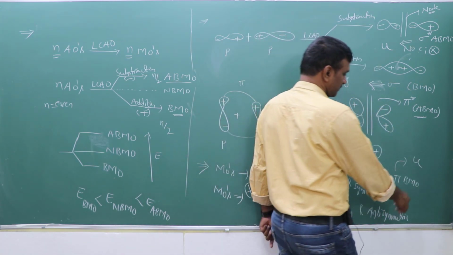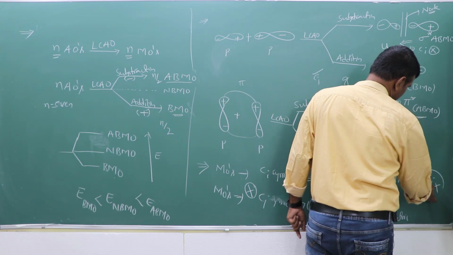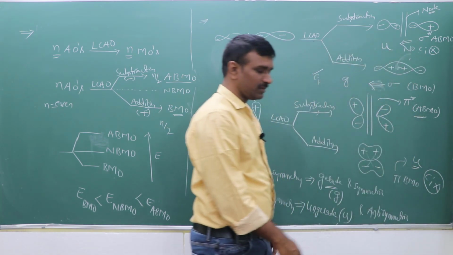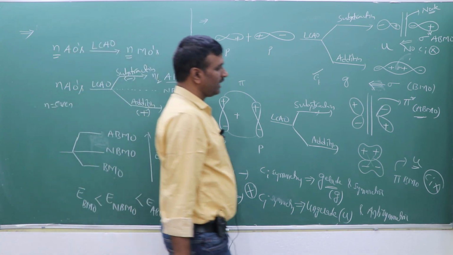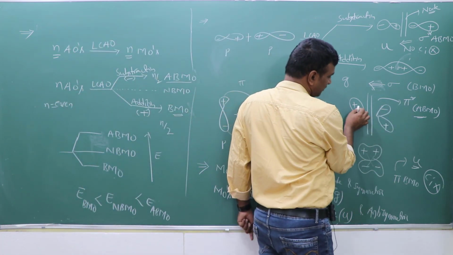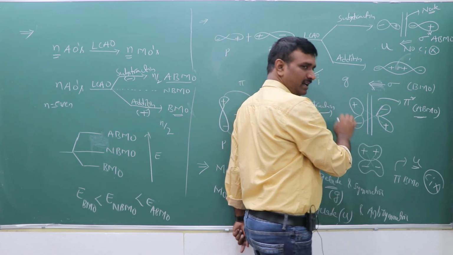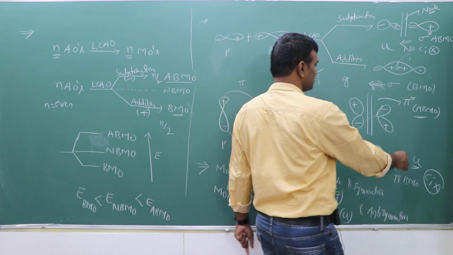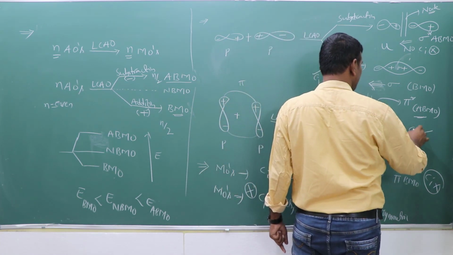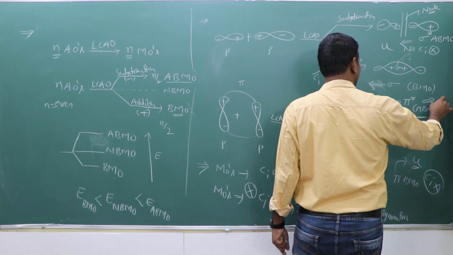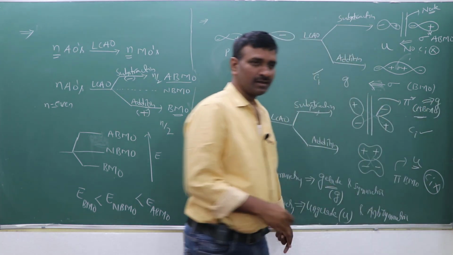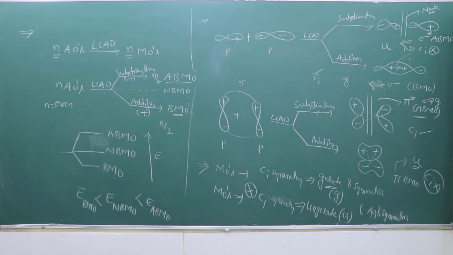CI is not there. This is going to be pi bonding molecular orbitals are going to be ungerade. And in the pi star case, plus plus and minus minus, when CI is present, pi star molecular orbitals will be gerade.